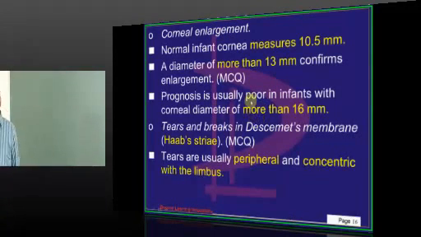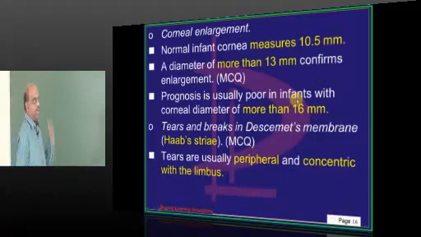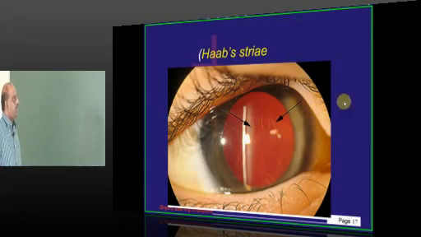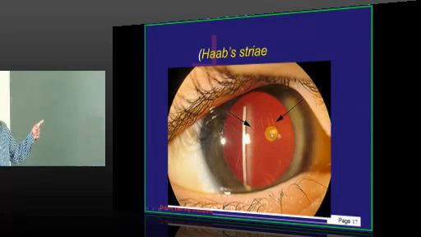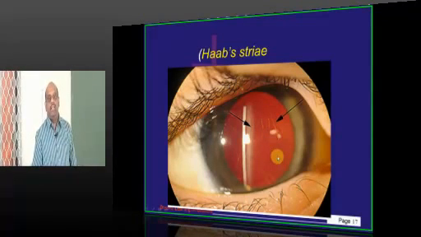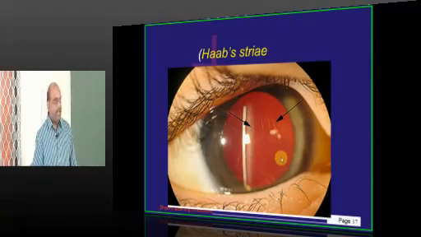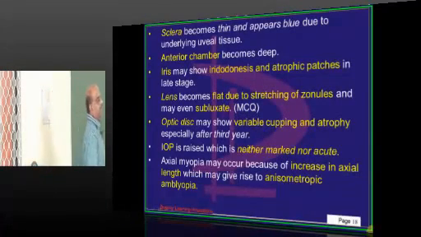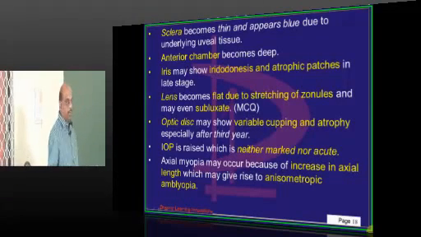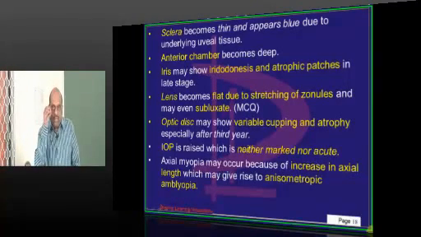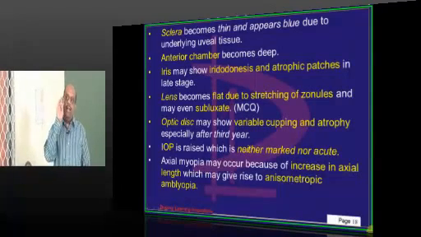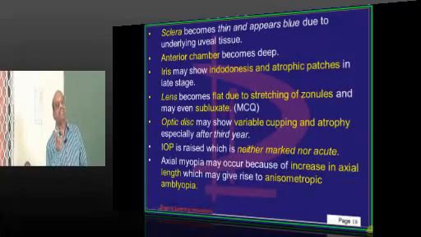Where are these tears located? In the periphery, concentric with the limbus, is what you have to fundamentally understand. So doctor, these are the Haab's striae. The breakages in the Descemet's membrane of the cornea because of the raised intraocular pressure are called Haab's striae. Ultimately the sclera becomes thin. It typically becomes blue because of the underlying uveal tissue. A thin sclera is that white part. When it becomes very thin, the underlying uveal tissue will be seen and it looks like blue sclerae.